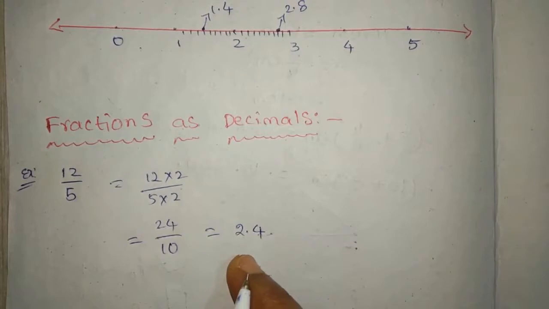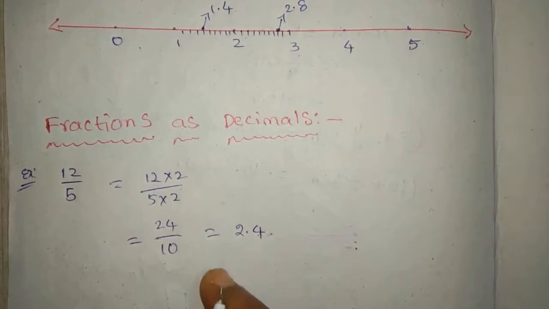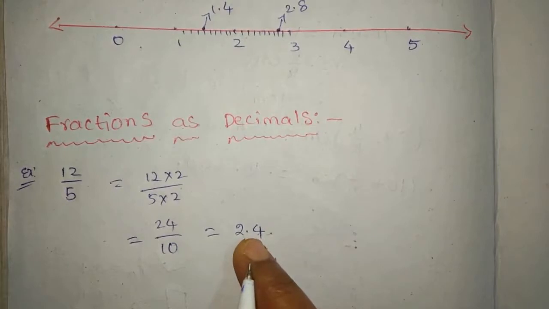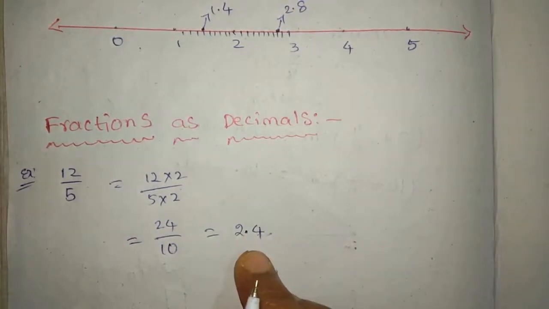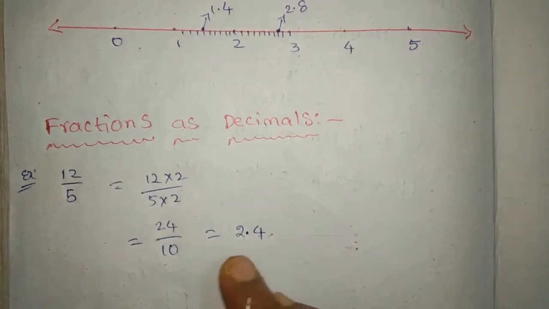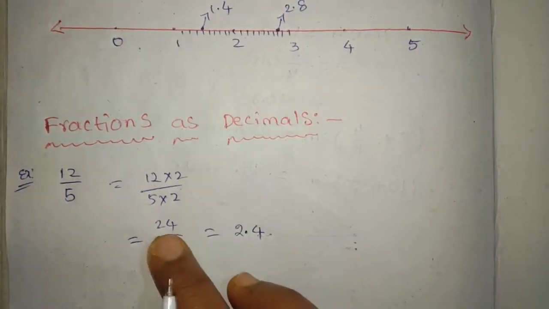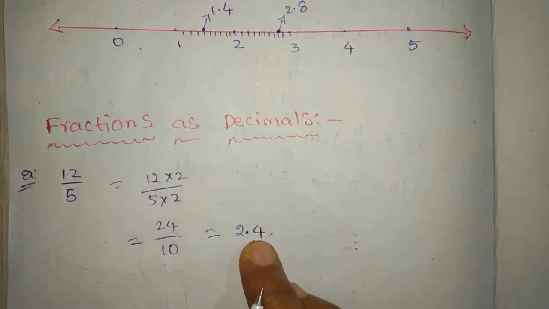As the number of zeros in the denominator is 1, we place the decimal point 1 digit before, from the right side of the number.